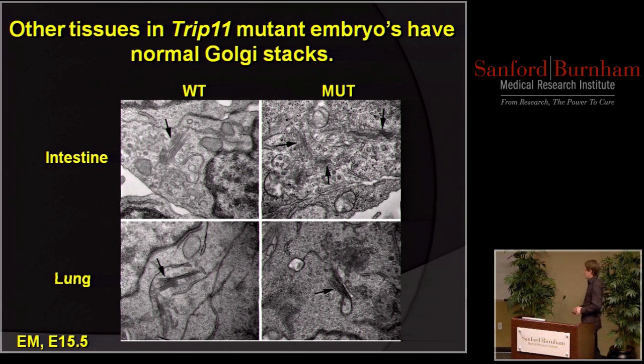So we have a ubiquitously expressed protein, which in vitro was shown to be necessary for the formation of the Golgi stack structure. But when you knock it out in vivo, you'll find that it is actually very tissue specific, which illustrates the importance of doing in vivo studies for getting a full understanding of what the protein is actually doing.